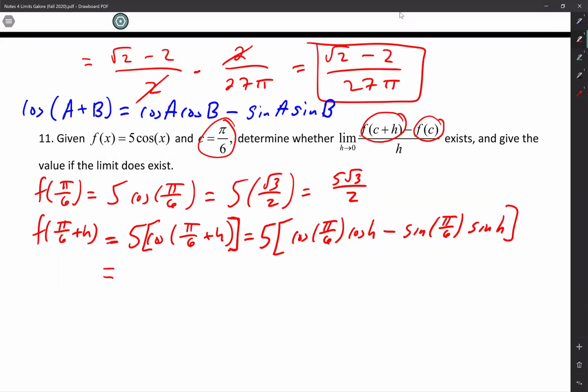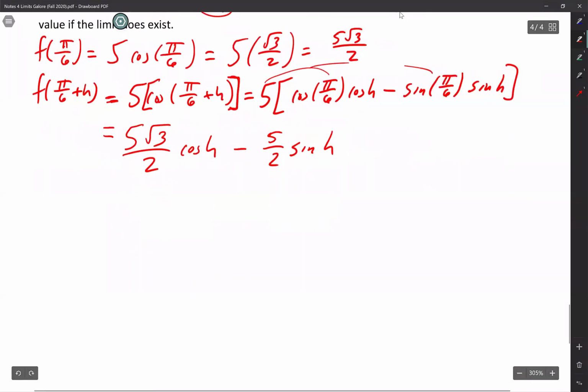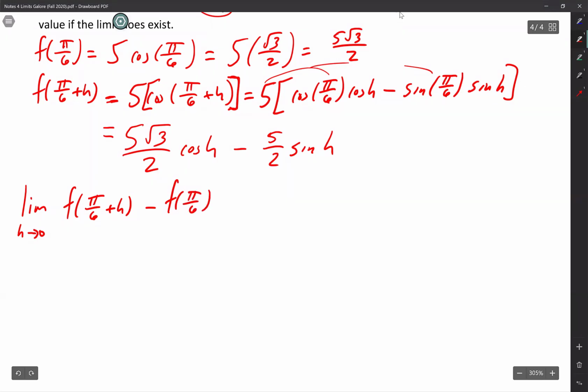So make sure, once we stop, we'll stop and we'll evaluate it. So we have 5 square root of 3 over 2 cosine h minus, and then sine of pi over 6 is a half, but I have a 5 over here that I got to distribute. So 5 half sine h. Okay, so now here's what I'm going to do. Now I'm going to do limit as h approaches 0 of f of pi over 6 plus h minus f of pi over 6, all over h. So I'll wait for you guys to catch up.